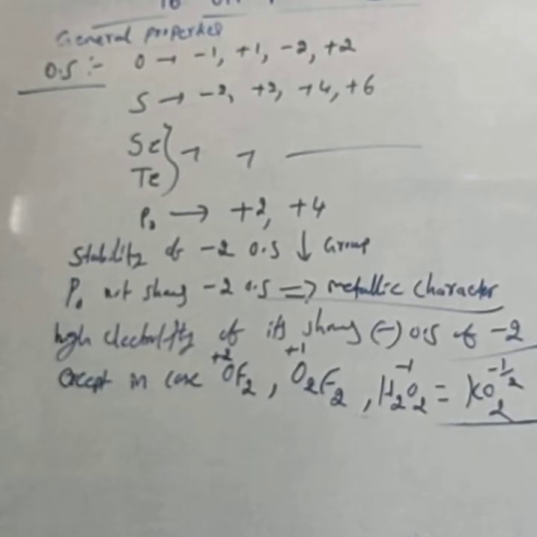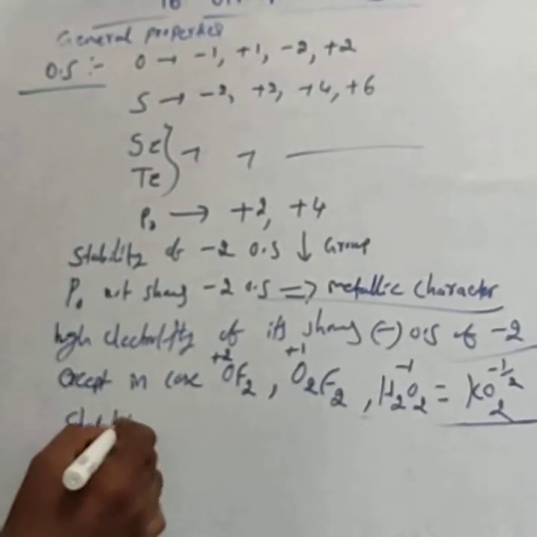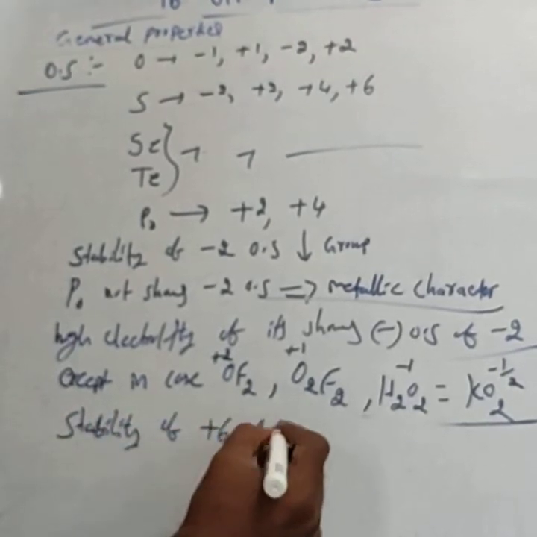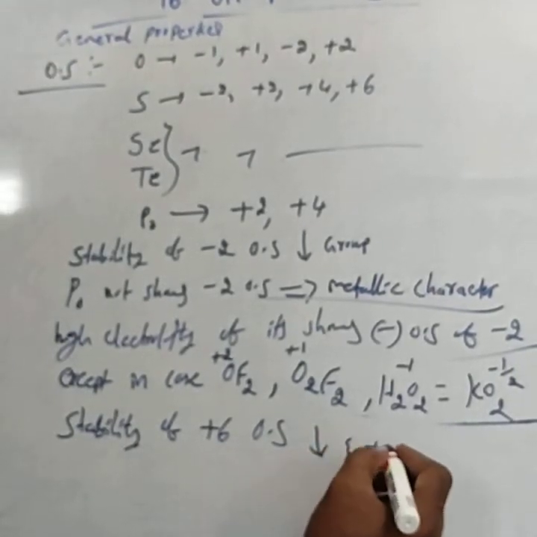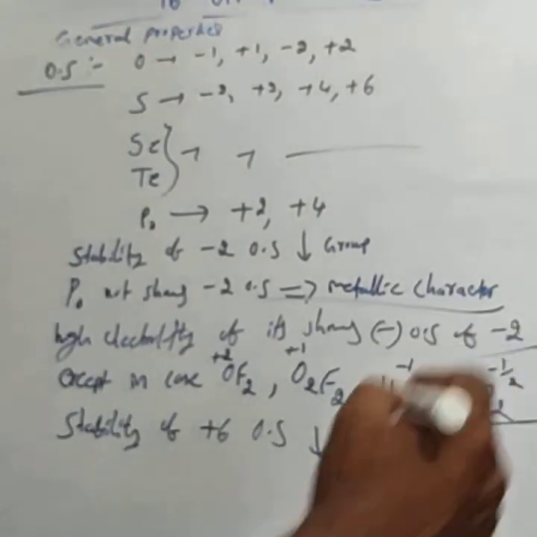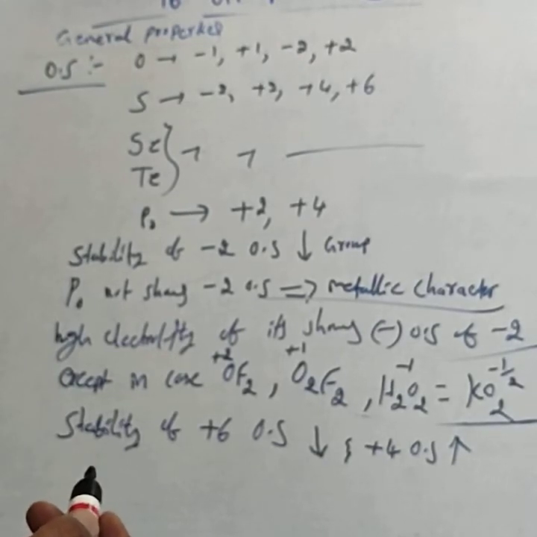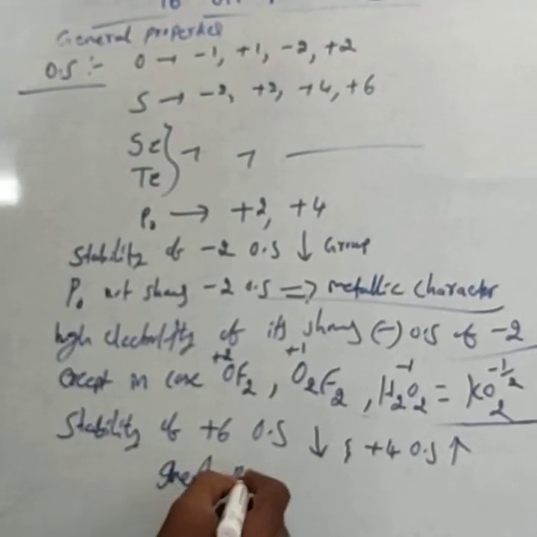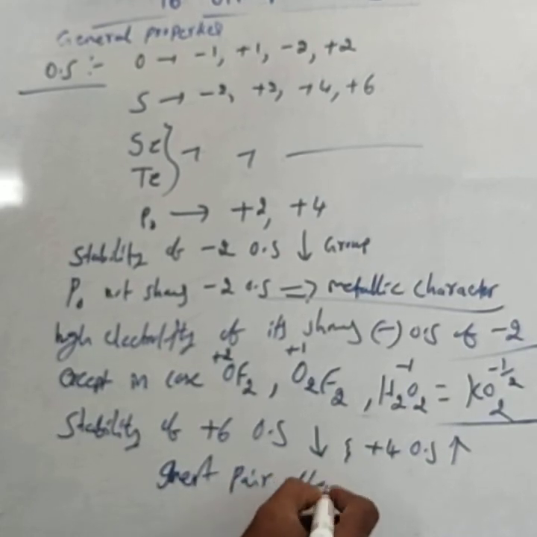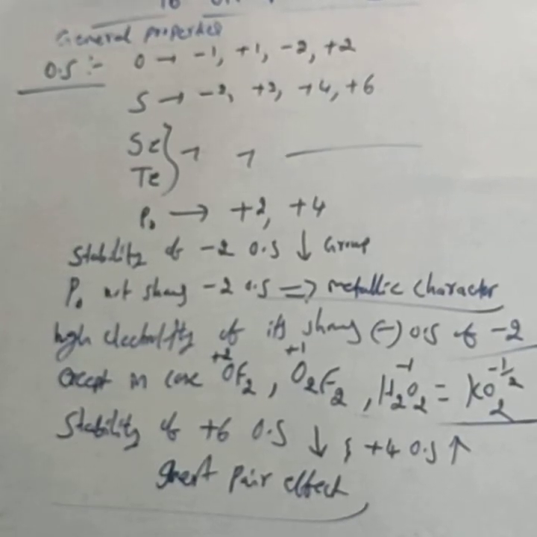The stability of the +6 oxidation state decreases and the +4 oxidation state increases down the group due to the inert pair effect. This is about the oxidation state.